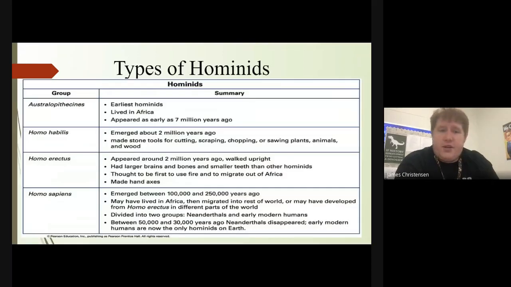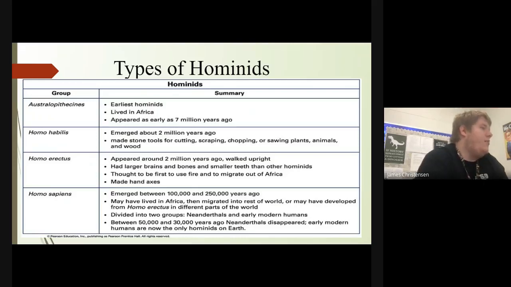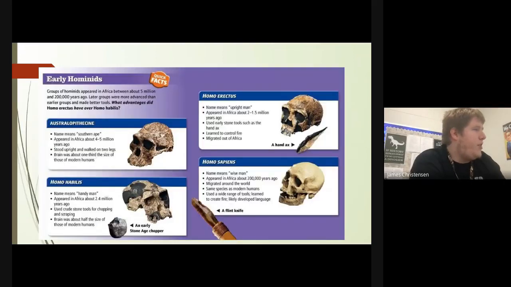So I'm not going to spend too much time on this. You're more than welcome to look this over if you would like. There are a bunch of different types of hominids. These are the 4 main ones. We are Homo sapiens, which emerged about 100,000 to 250,000 years ago. Again, you are more than welcome to look this over if you would like. This is just simply here to provide more context for you. There's some more information on them, a little bit more to go with that previous slide and chart.